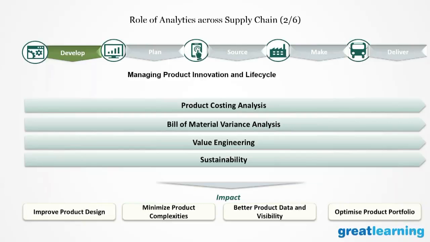So if you're using plastic with A grade, and if you change it to B grade, how will it impact your product cost? Those kinds of simulation and optimization techniques. Then the second is bill of material variance analysis. A lot of manufacturing companies have huge amounts of bill of material data, and they've got very targeted systems where this information is held.